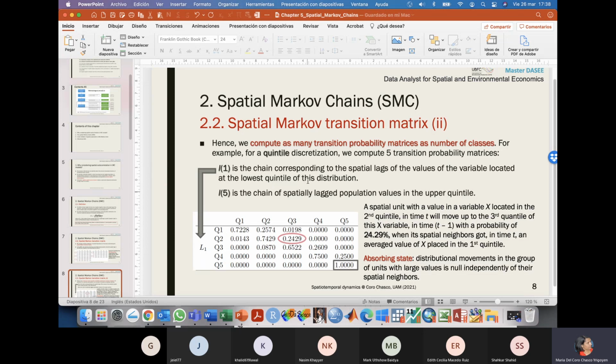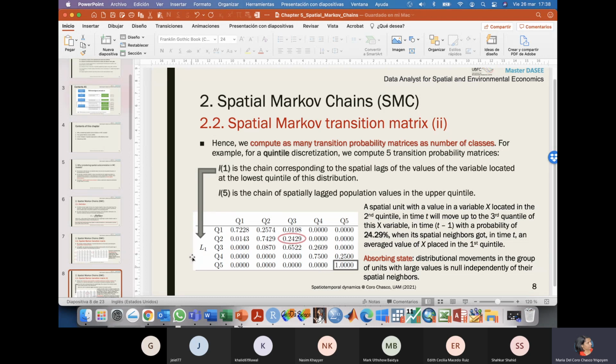I think that I have explained almost everything. Well, just interpreting this 0.24 again. So we are in Q2 in T and go to Q3 in T plus 1. So a spatial unit with a value in a variable X located in the second quintile in time T will move up to the third quintile of this X variable in time T plus 1 with a probability of 24.29%, when its spatial neighbors got in time T an averaged value of X placed in the first quintile.